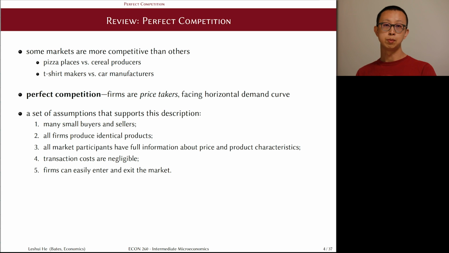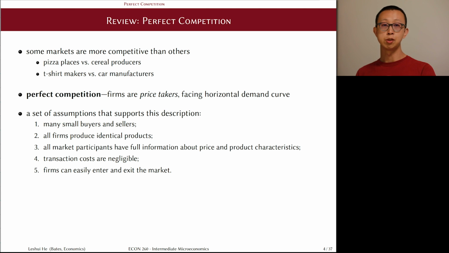Second, we assume that all firms produce exactly the same product, so no firm would have an advantage over others on the product itself. Third, we assume that all buyers and sellers have full information about price and product characteristics, so consumers don't have to search for a better price or to find a better fit for their needs. The consumers would just go directly to the seller who offers the best price.